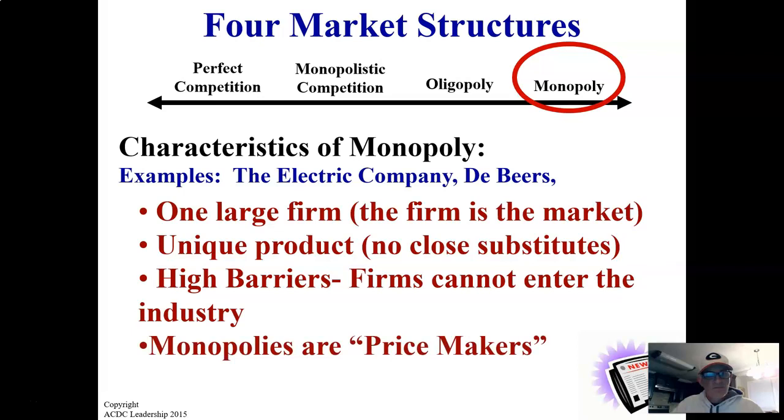And so monopolies are going to be price makers. That's opposite of what we know so far. Monopolies determine the price that they want to charge for their product, and we'll take a closer look at that moving forward. They do some advertising. Obviously, you still have to know about the product, but they're not getting into a major come-buy-our-product-over-another campaign, because they have a unique product. So they do a little advertising, but not a lot.